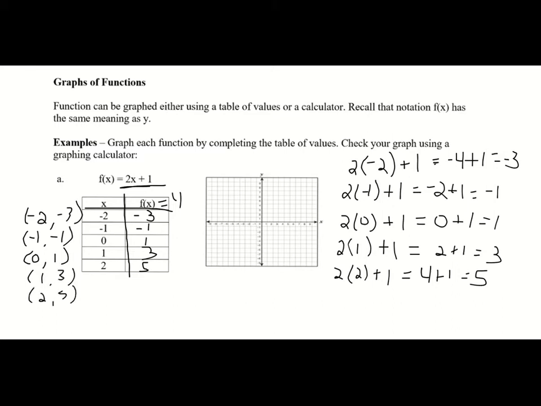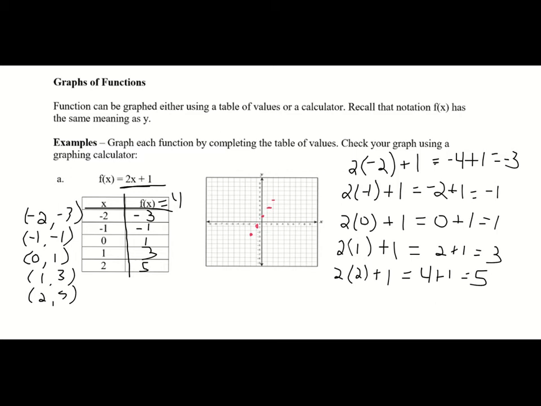All right, let me use a different color here. So again, my stylus is not always perfect, but you'll kind of get the gist of it. So negative 2, negative 3 will be right here, I believe. Negative 1 is right there. 0, 1 is right there. 1, 3 is right there. And then 2, 5 is right there.